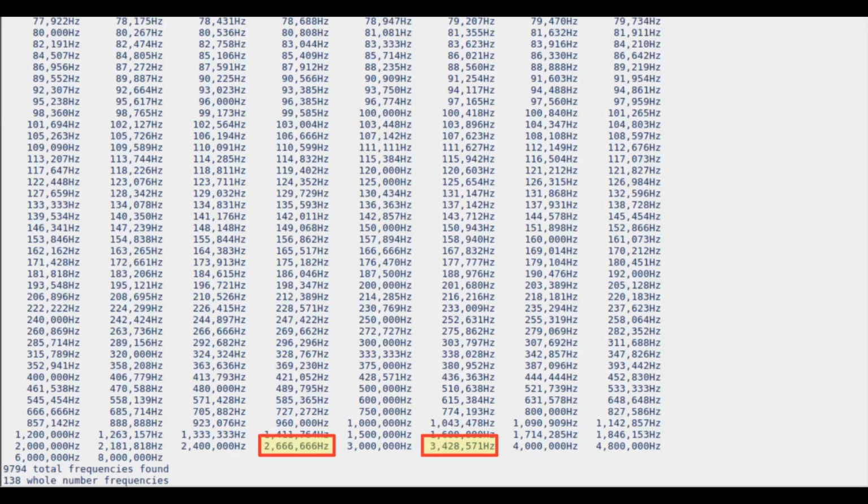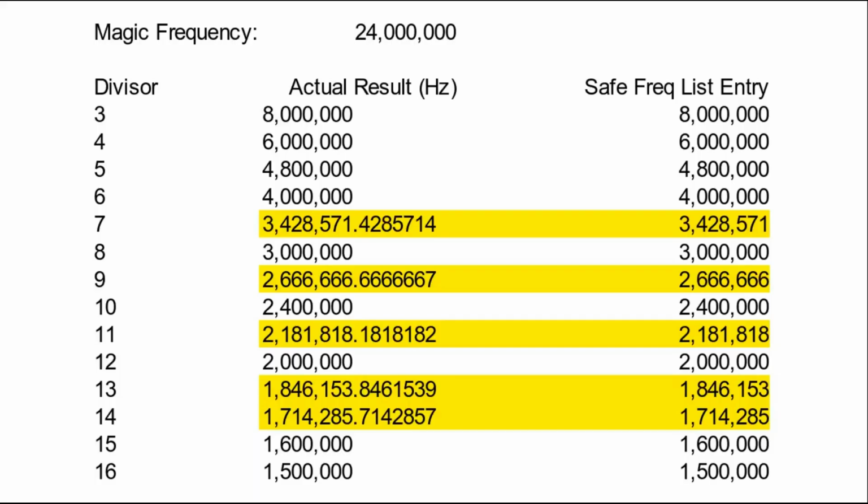If you recall, I mentioned that the list suppresses the fraction part of frequencies because the message to the GPS only allows whole numbers. For example, the list contains values such as 3.428571 MHz or 2.666666 MHz. But if we actually do the calculation, it turns out that the real magic frequencies are these highlighted numbers, which you can't enter into uCenter. In fact, of the 9,794 safe frequencies on the list, only 138 are whole numbers.